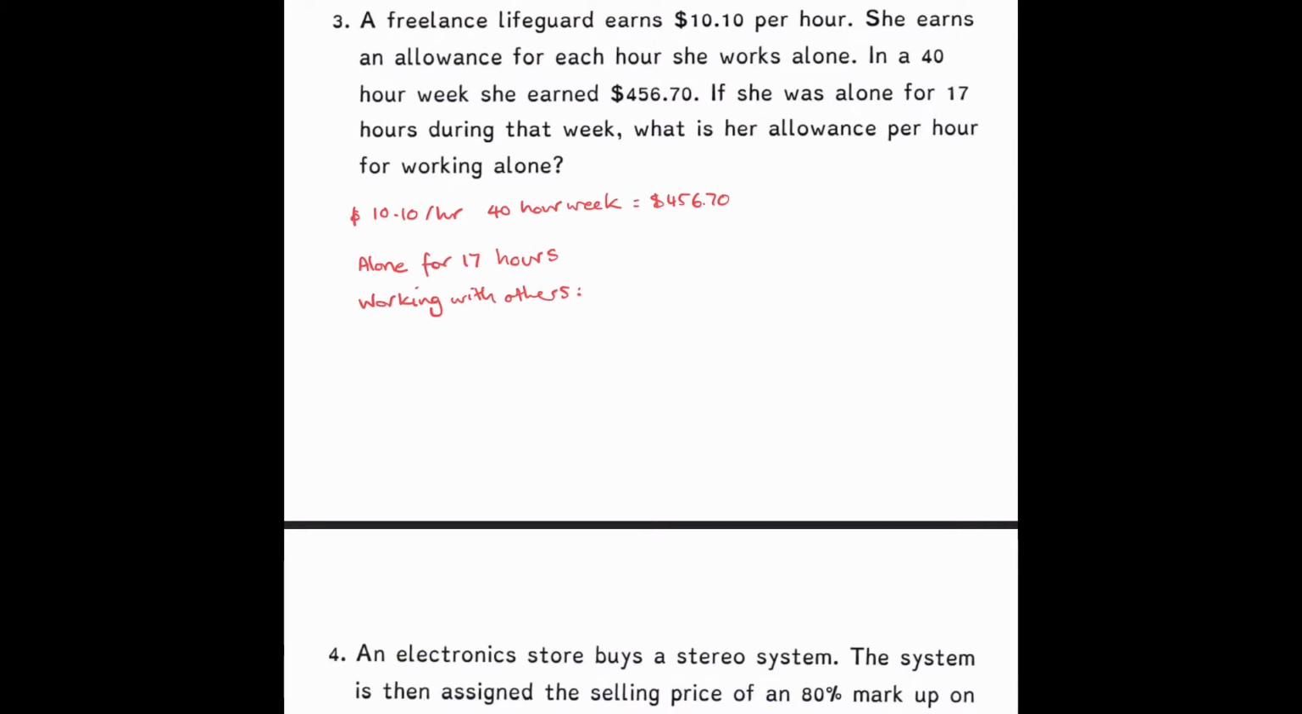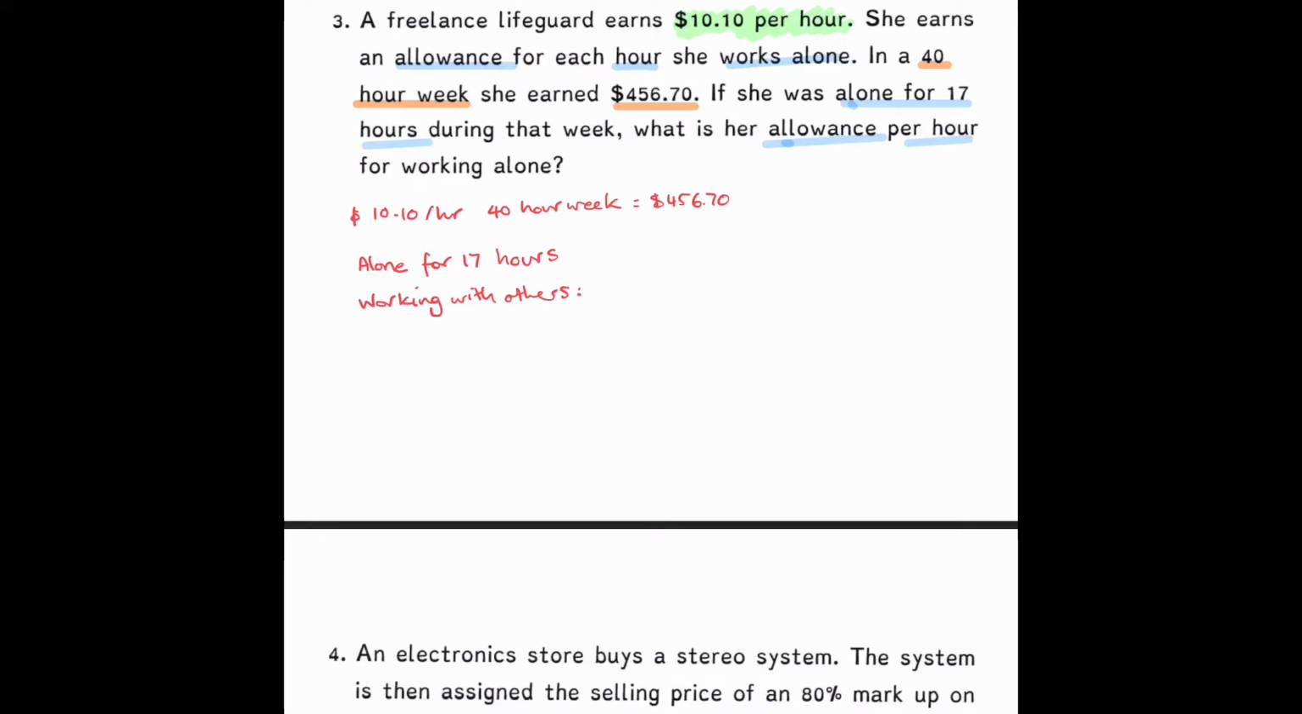Okay, so question 3. A lifeguard earns, and I'll highlight some of this, $10.10 per hour. She earns an allowance, so that's like extra money per hour when she's working alone. So then in a 40-hour week, she earned this much. We know that she was alone for 17 hours, and it wants us to find what her actual allowance per hour is when she's working alone.